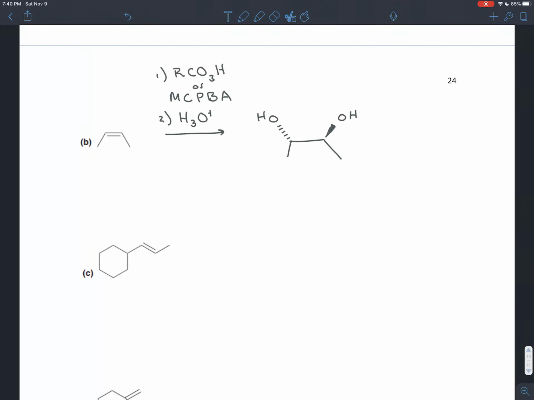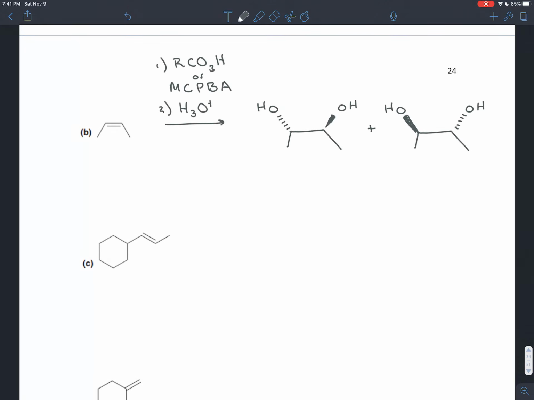And since those are chiral centers, you will want to draw both enantiomers. So to get the other enantiomer, you switch the configuration. Any bond that's going away, you make that come out. Any bond that is coming out, you make that go away. So you get a 50-50 mixture of those two enantiomers.